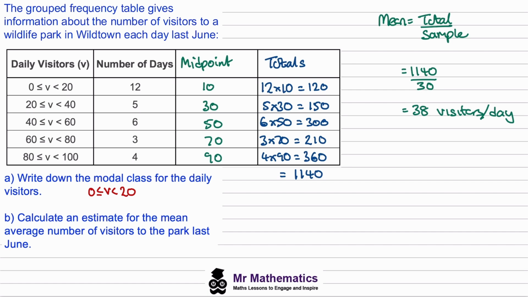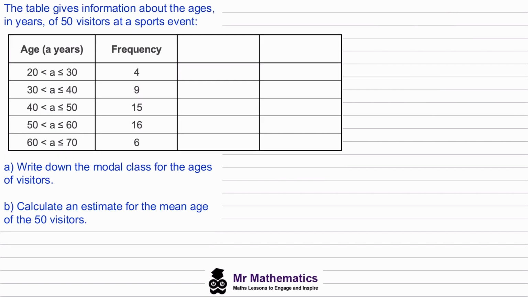Let's try another question. Okay, so in this question, we're told that the table gives information about the ages in years of 50 visitors at a sports event. We've been asked to write down a modal class and to calculate an estimate for the mean. So using the handout you can get from my website, do you want to try this question yourself? You can pause the video, and when you come back, we'll go through the worked solution.